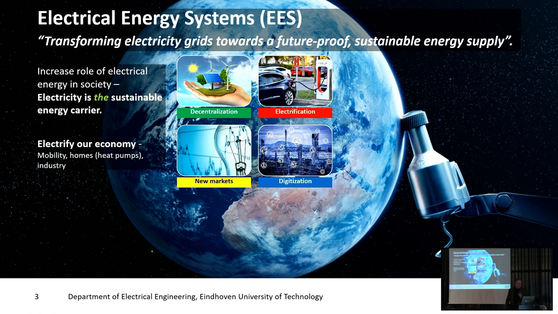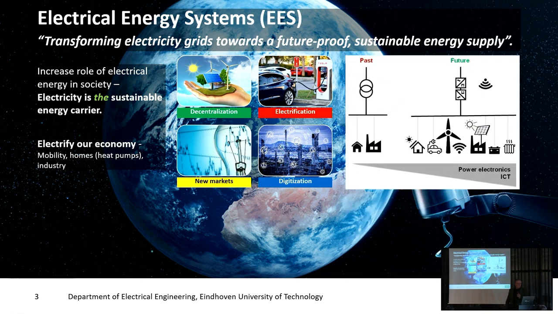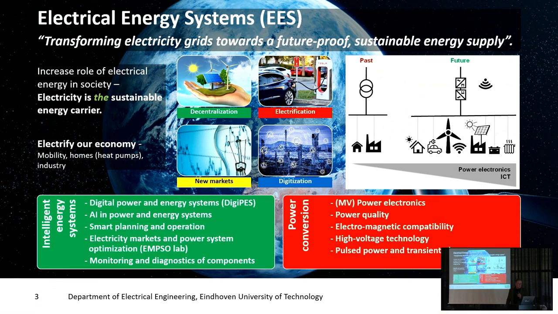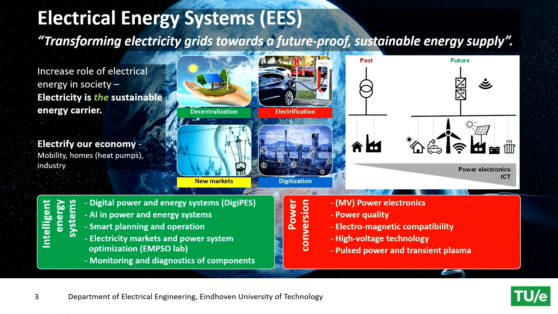Things that are happening and are important are decentralization and electrification. We need evolution, revolution in markets, and digitization is an important thing as well. What are we doing in our research about it? Our research is basically split in two halves. One is more looking into the software side, and the other is more looking into the hardware side. So that's the general division.